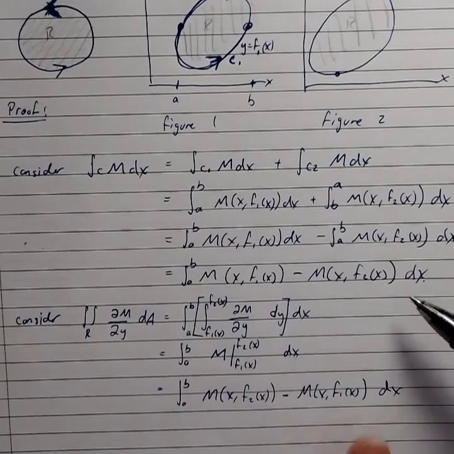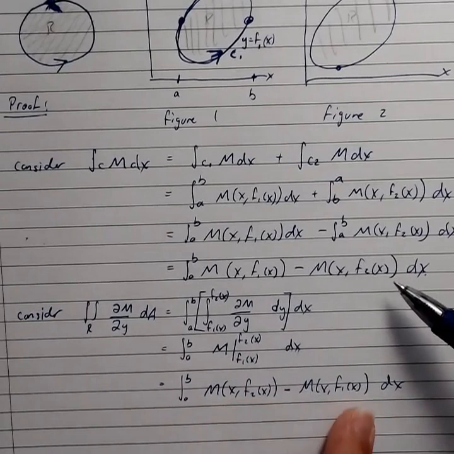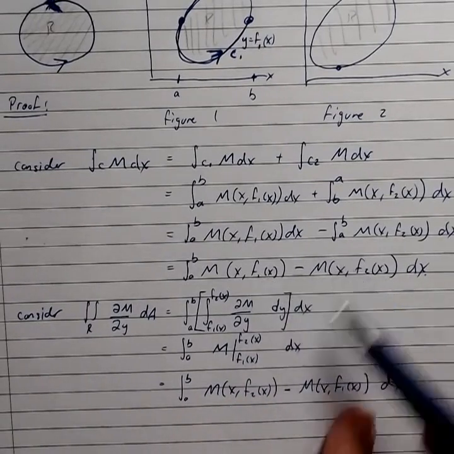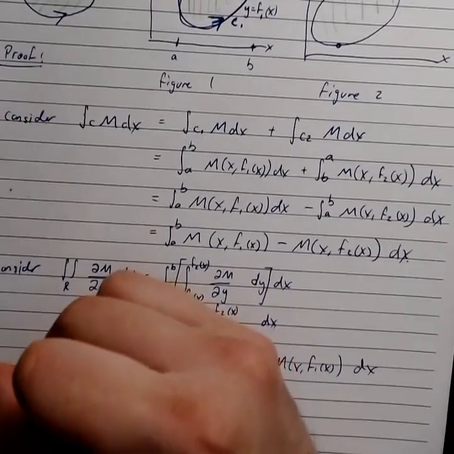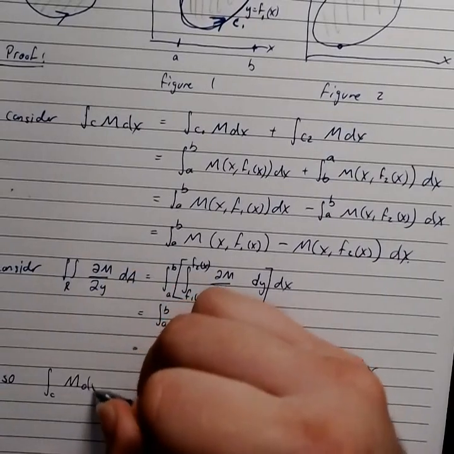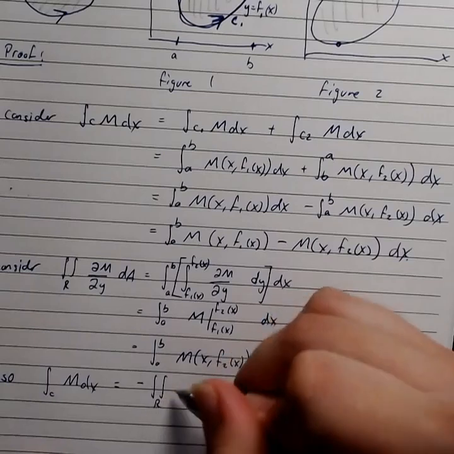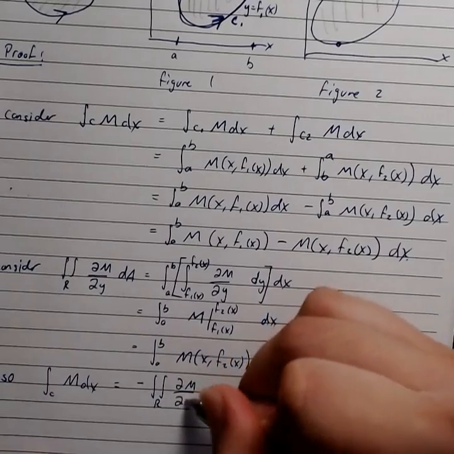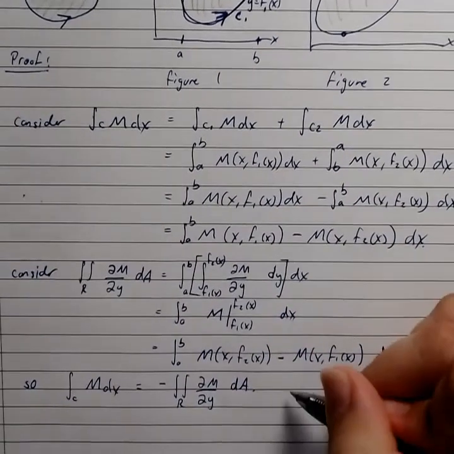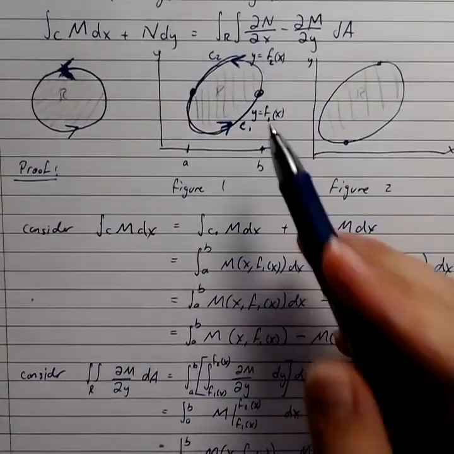But notice that's exactly the same as this, except they're backwards. Here I have f2 minus f1. Here I have f1 minus f2. So that just means that one is the opposite of the other. So the integral over C of M dx is equal to the opposite of the double integral over R of ∂M/∂y dA. We'll call this number 1, the first result coming from figure number 1.